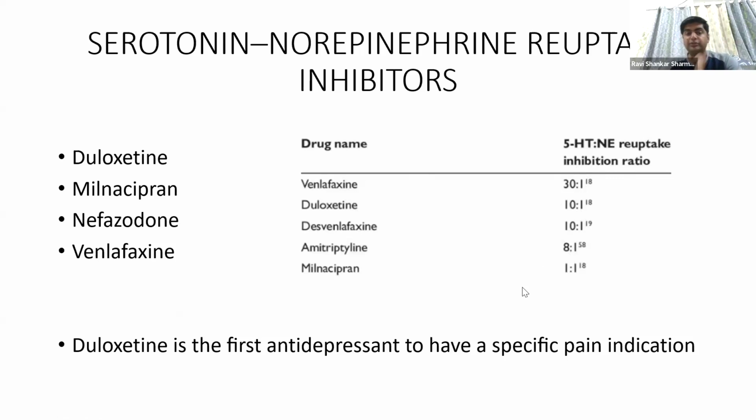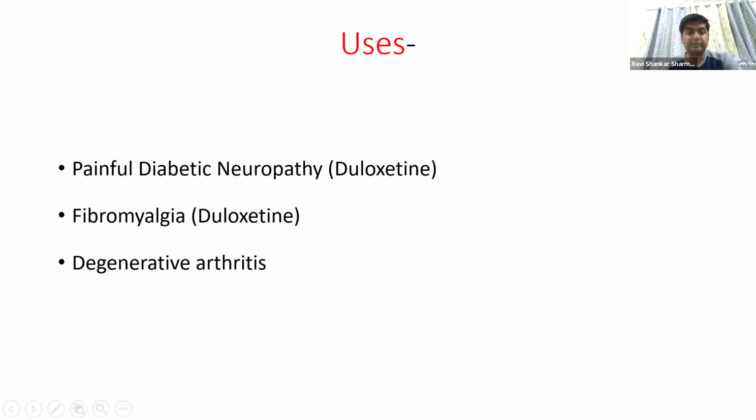Okay. So duloxetine was the first antidepressant to have this specific pain condition, and this is the only antidepressant which is quite effective even in nociceptive disorder, especially osteoarthritis knee. And recently, I saw in one of the papers that it has got approval for this osteoarthritic knee condition. Okay. So uses: yes, painful diabetic neuropathy, fibromyalgia, and yes, degenerative arthritis.